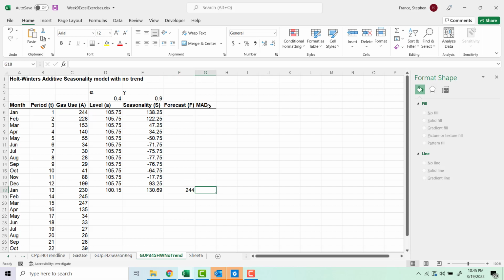And finally, our absolute deviation is going to be the actual minus the forecast. And of course, we do absolute.